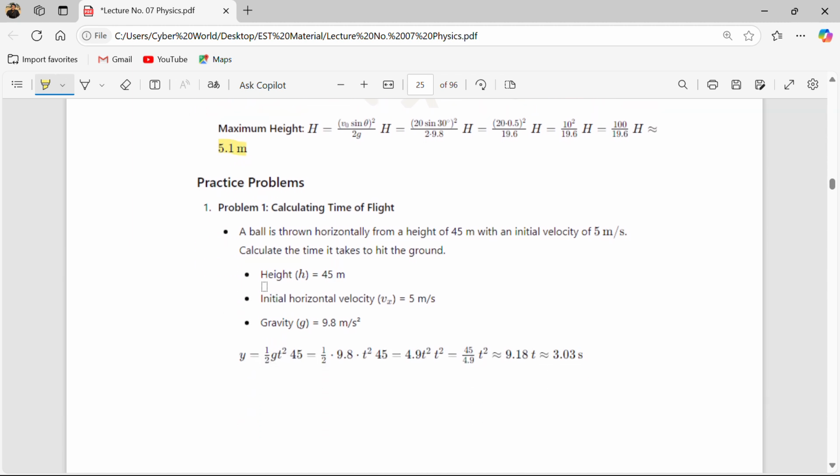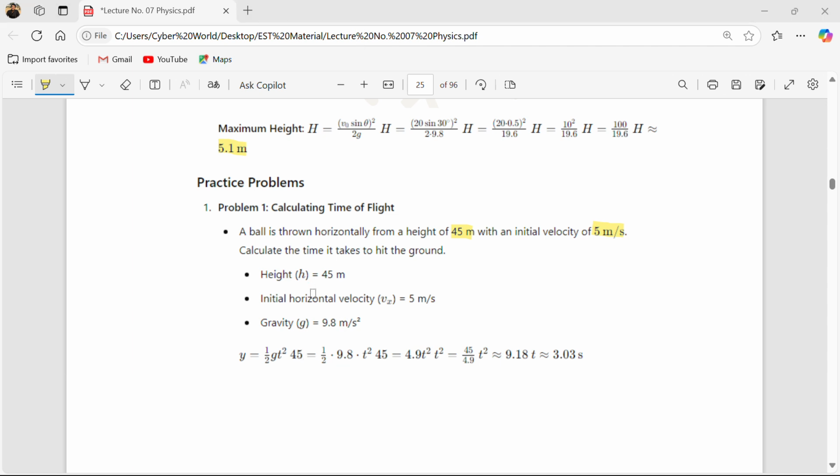Okay. Now the practice problem is this. You have to find the time of flight. Let's suppose a ball is thrown horizontally from a height. The height is 45 meters. This is the height from where the ball has been thrown, with an initial velocity of 5 meter per second. Calculate the time it takes to reach the ground.